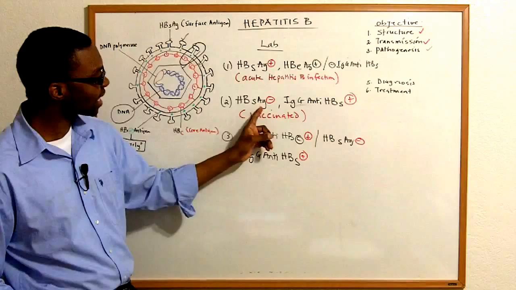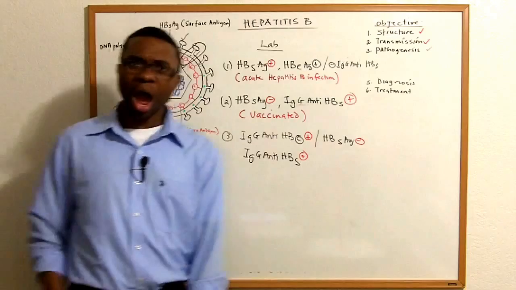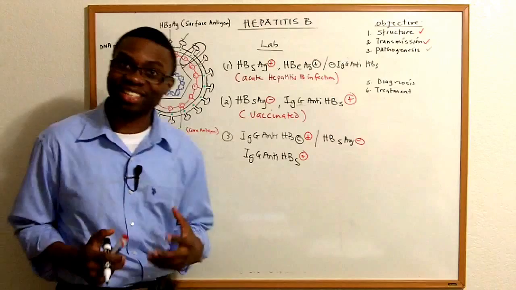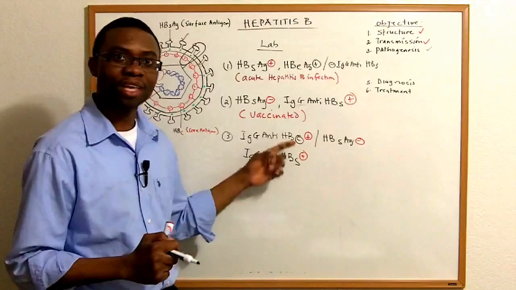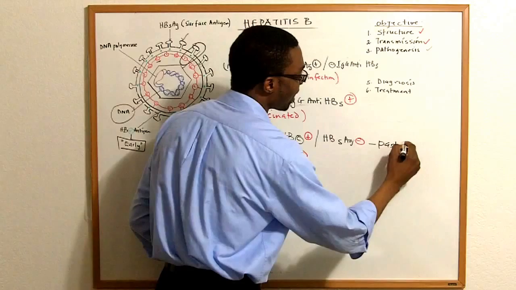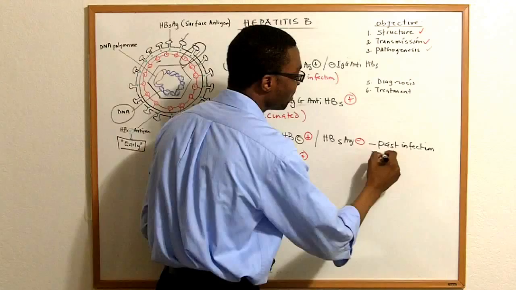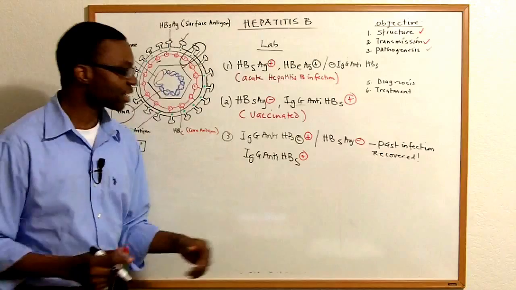Where did the core come from? Wait a minute. The only way you can get the core of the virus in your body is by getting the infection. See that? The core is inside the virus. So you can only make an antibody against the core if you got infected. This was a patient that had a past infection of hepatitis B, and they recovered. They got cured. Their body got infected. They cleared the surface antigen.